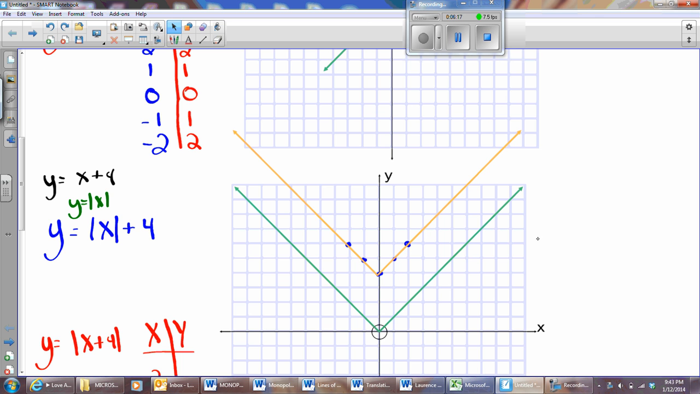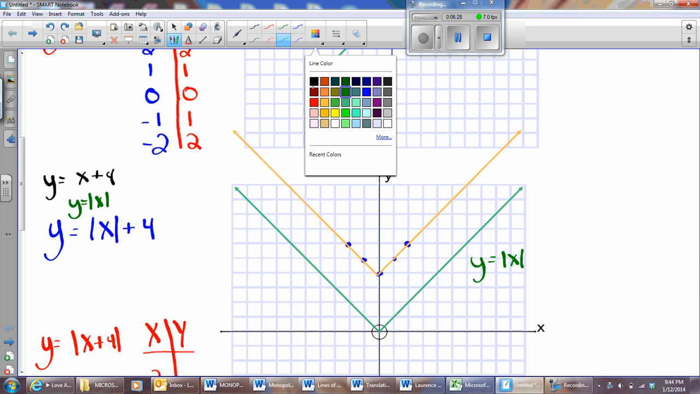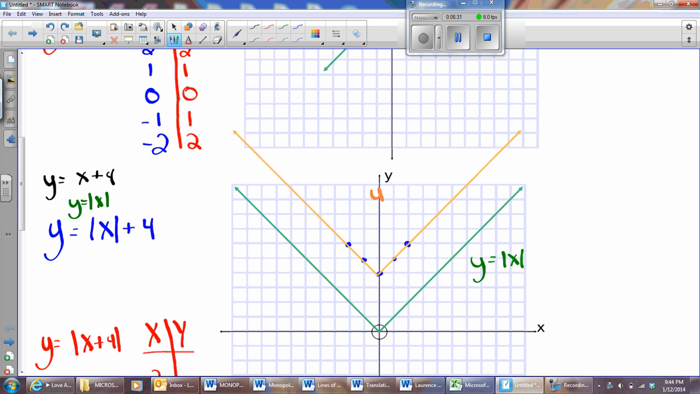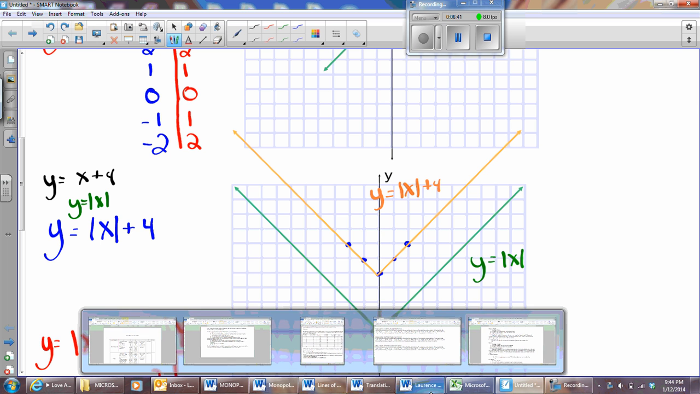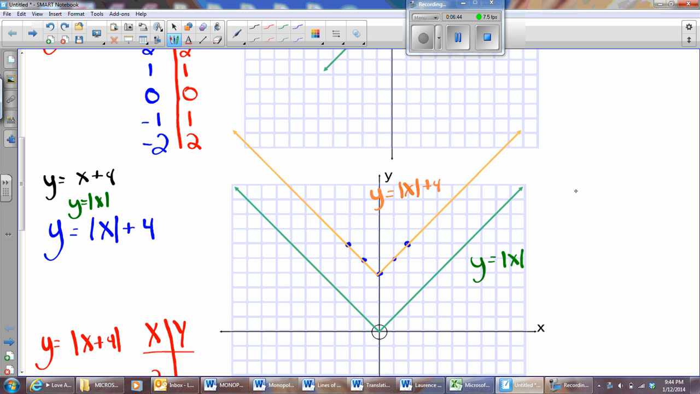So let me change the color of that so it looks a little bit different. There we go. So this turquoise colored one is the equation y equals the absolute value of x. But the orangish one is the equation y equals the absolute value of x plus 4. What do you suppose would happen if we had subtracted a value here instead of adding? Well, it would have just moved the V down, right? Sorry about that. Went down too low there.